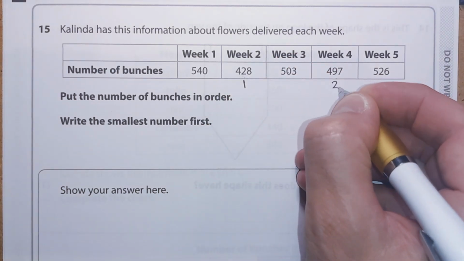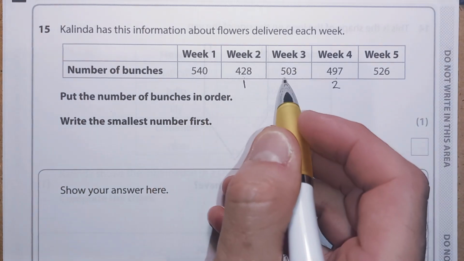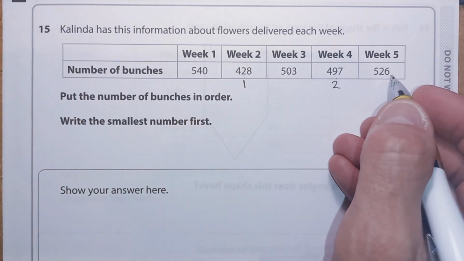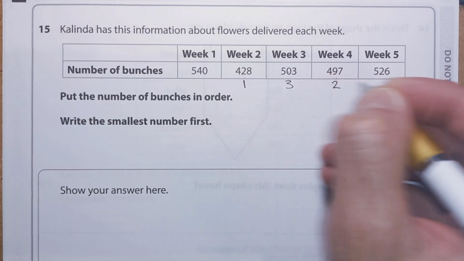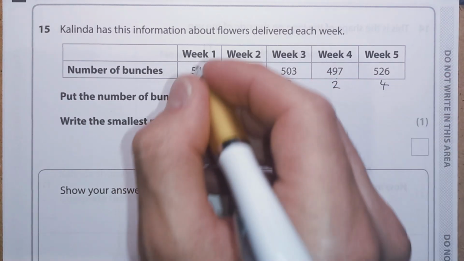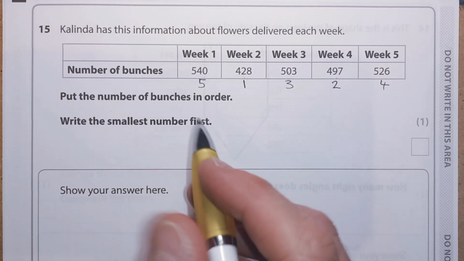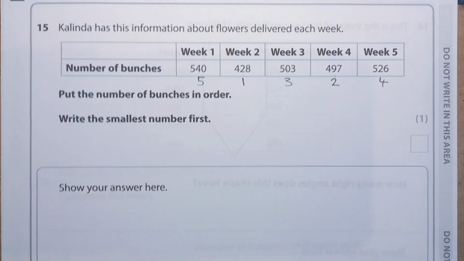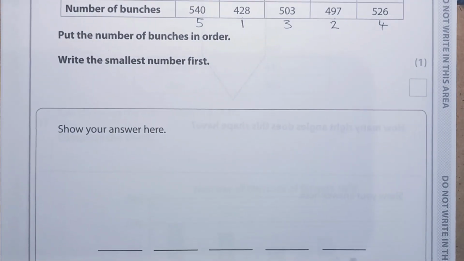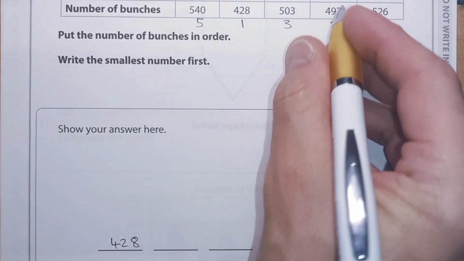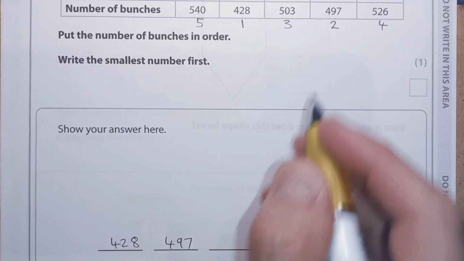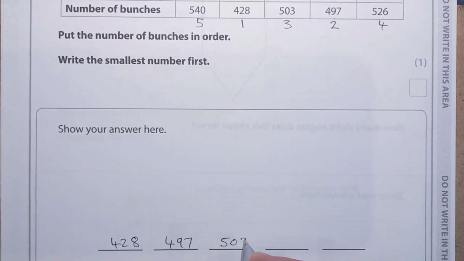So I'm going to number them. 1, then 2, then 540, 503, or 526. Well, 503 would come next, then 526, and then 540. I find it helps to do the numbering first up here, and then when we need to write them down here, it's much easier because I can just say, well, the first one is 428, the second one is 497, the third one is 503, the fourth one 526, and the fifth one is 540.